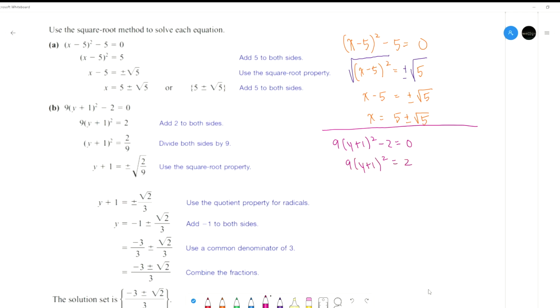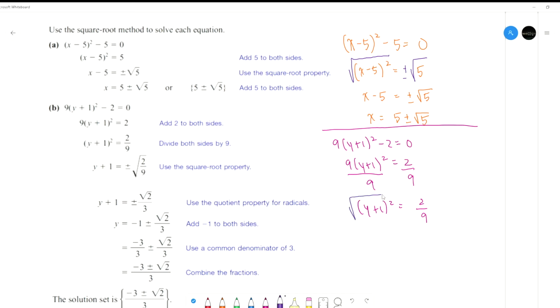And that's what we get, right? Now, I don't want to square root this just yet. I want to get rid of this 9. So this is multiplied by 9, so we divide both sides by 9. Right? When we divide both sides by 9, we get y plus 1 quantity squared is equal to 2 over 9. So now we can square root both sides.